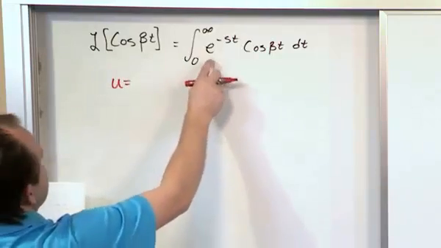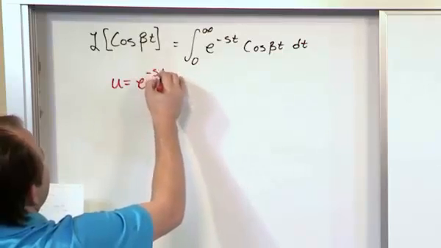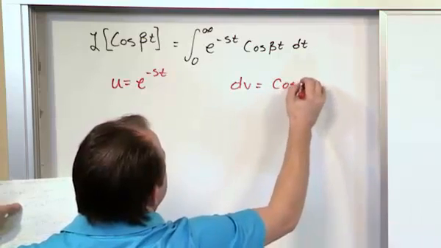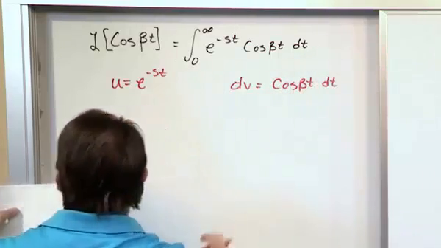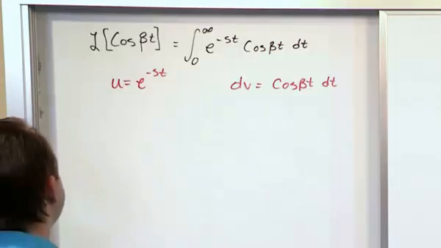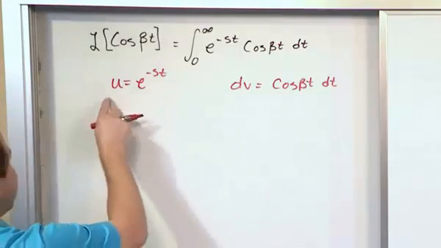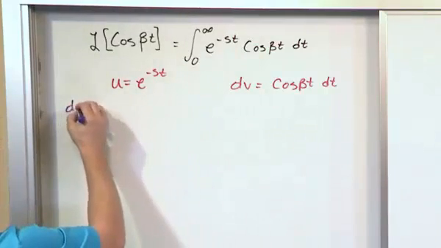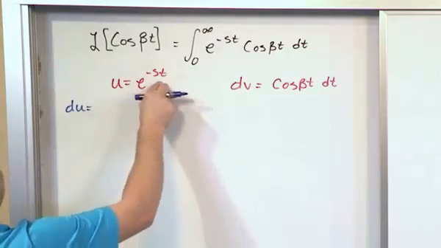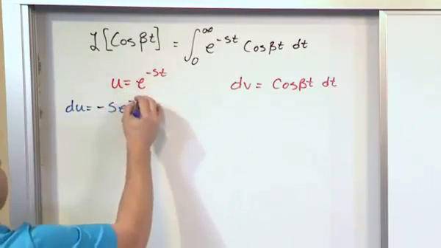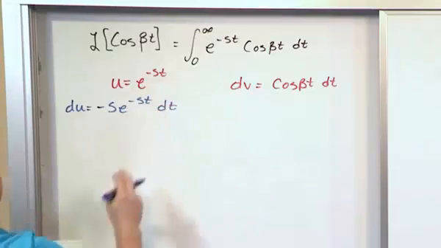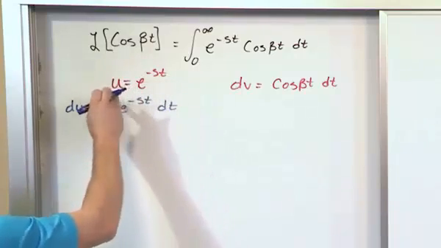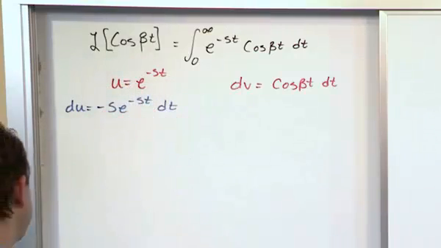So we'll say u is equal to whatever the exponent is, e to the minus st, and dv, we'll just say, is the rest of the integral, cosine beta t dt. And from this you need to derive other pieces of information that we'll plug in. For du, what is the derivative of this with respect to time? It's minus s e to the minus st dt, right? Think of it as du dt. The derivative of the exponent comes out, and then here we have an indestructible guy right there.